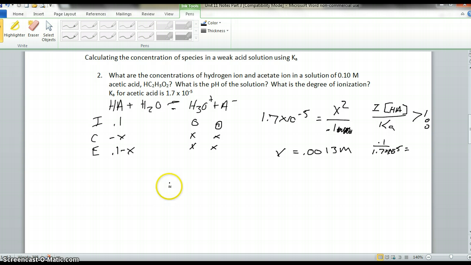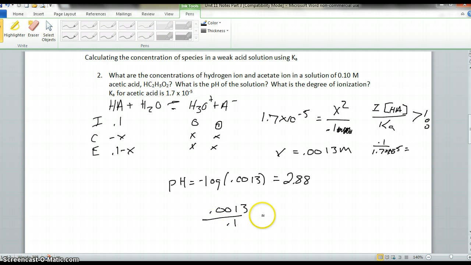What is the pH? Well, pH is negative log of H3O plus, and we know H3O plus is 0.0013. So we can solve for that, and it's 2.88. And then the degree of ionization. Well, we take x, 0.0013, and divide it by 0.1, which was our original concentration of our acid, and we get 0.013. And again, if you wanted a percent, you can multiply that by 100, and 1.3% of it would break apart.